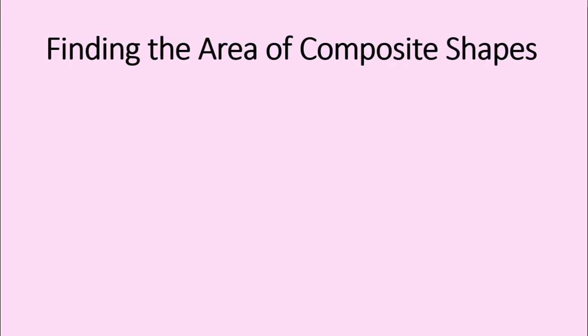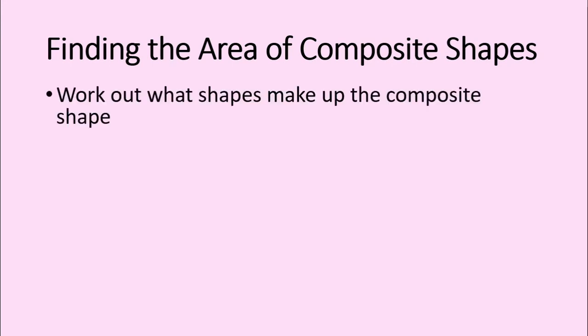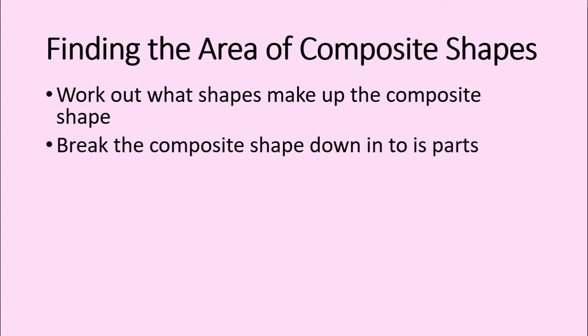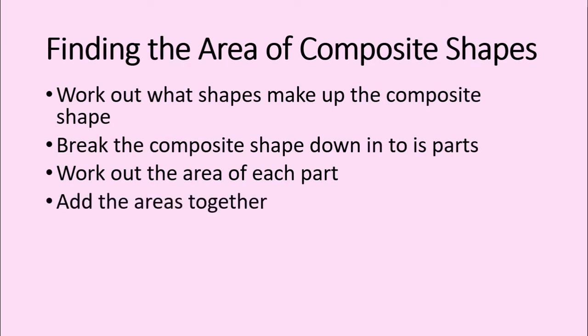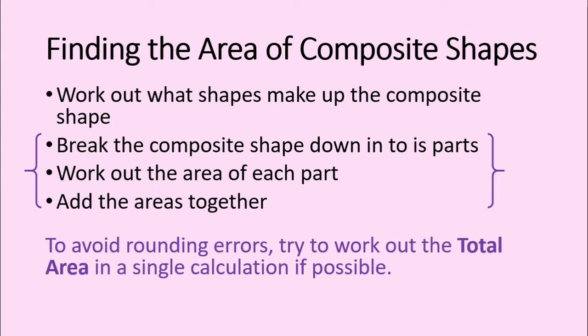Now, how do we find the area of composite shapes? This is something that you might want to write down. First, work out what shapes make up the composite shape. That's going to help you figure out what formulas you're going to need to use. Then break the composite shape down into these parts. Then work out the area of each of these parts and add those areas together. Now, if possible, to avoid rounding errors, try to work out the total area in a single calculation.